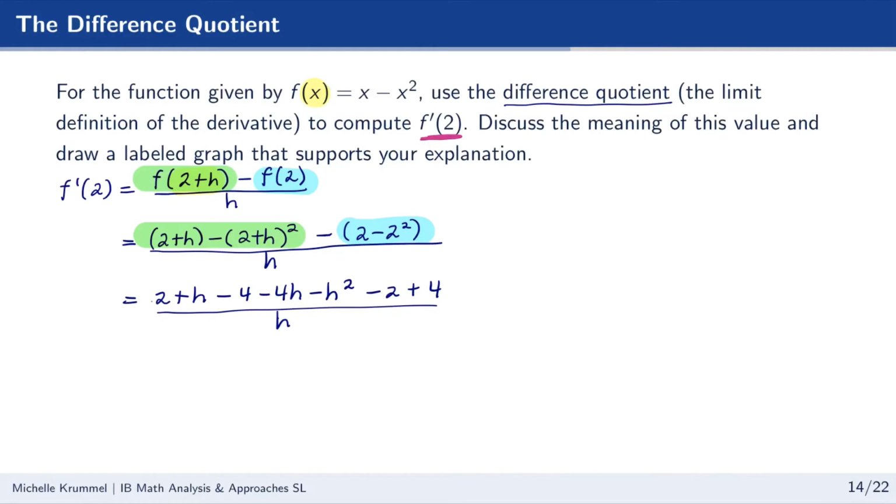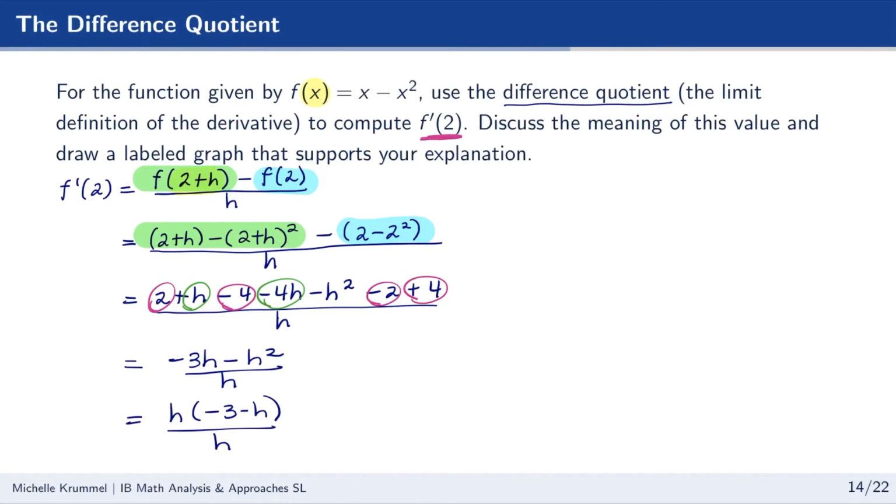And let's combine our like terms. I have a 2 minus a 2 and then a minus 4 plus 4. So all of that combines to be just 0. And then I have plus h minus 4h. That's going to give me negative 3h minus h squared over h. Let's factor an h from the numerator. And then we have a common factor that we can eliminate.